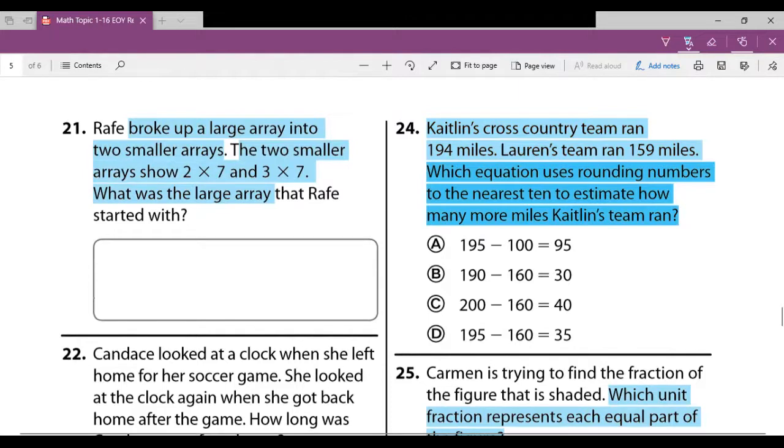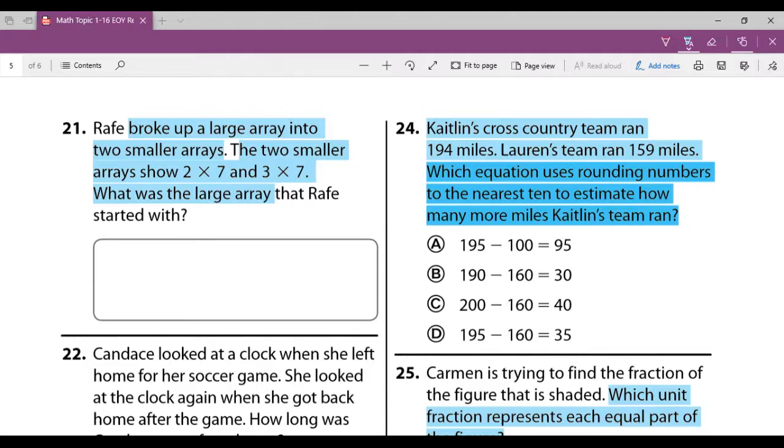So that rounding there. So we take a look at 194, we know that would round to 190. When we think about Lauren's team, we know that would round to 160. We're rounding to the nearest 10 here, okay? So in this case, based off what I just said, and remember that 5 or more rule and that 4 or less rule with rounding, you know that it would be B, 190 minus 160 equals 30.